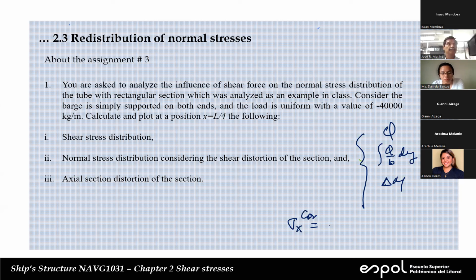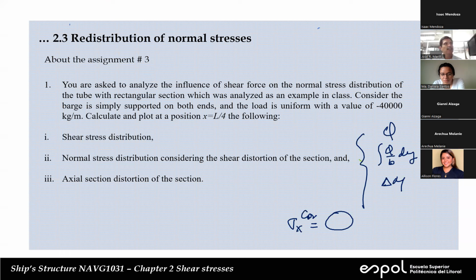The first one is the shear stress. No, sorry, the normal stress. Yeah, sorry, this is normal stress. But the first term, tell me something about this first term. Let me go to somebody else.